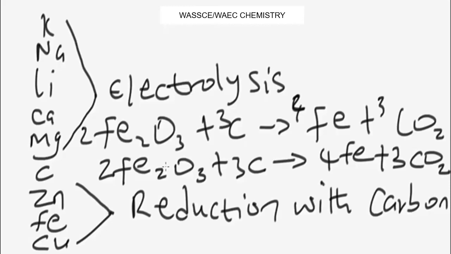Okay guys, so this is the basic information you have to know about separating metals from metal oxides. So look, basically the reason metals above carbon in the reactivity series are extracted using electrolysis is because they are very reactive, whereas the ones below carbon in the reactivity series can be extracted using reduction with carbon because they are less reactive. Okay, so take note of this.